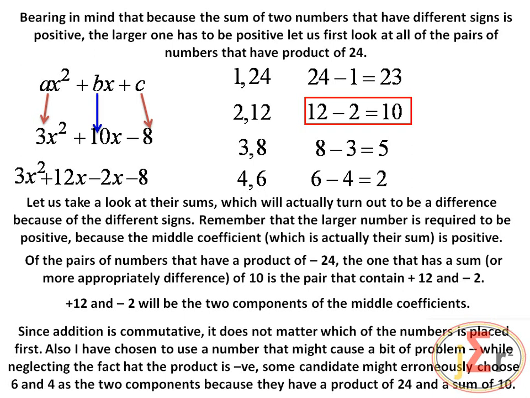However, that cannot be right because we have already established, because of the negative product, that the two numbers must have different signs. So it cannot be 6 plus 4. Those do not have different signs. It must be positive 12 and a negative 2.